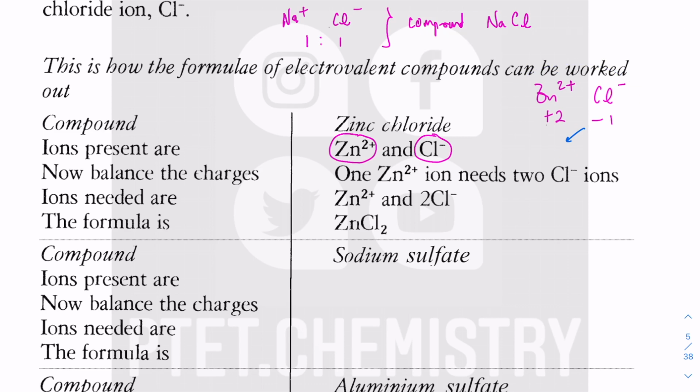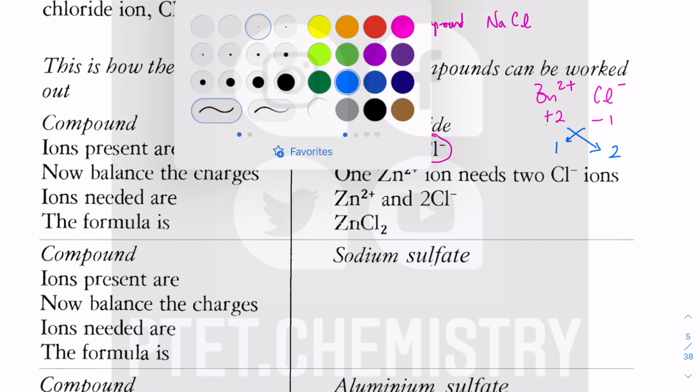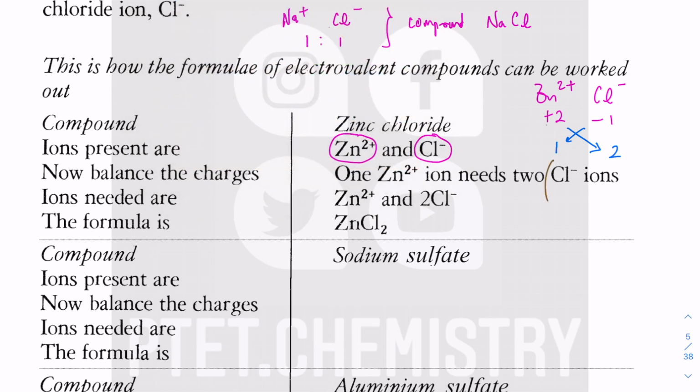Bring down the charges, cross multiply the value. The value of minus 1 is just 1. The value of 2 plus is 2. So what does this mean? This means 1 of the zinc 2 plus.